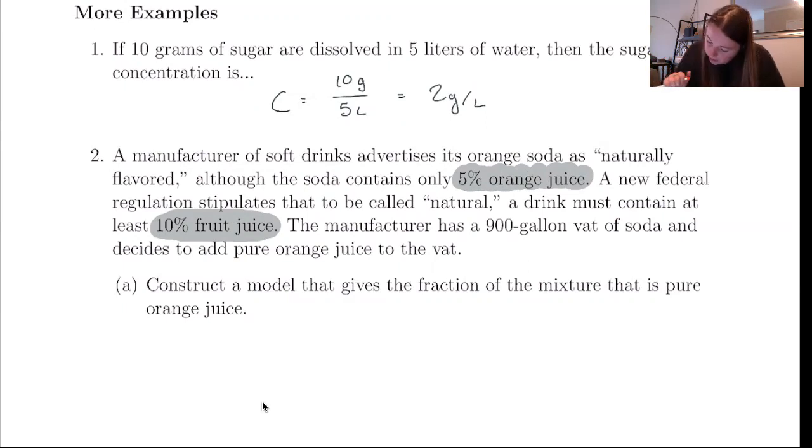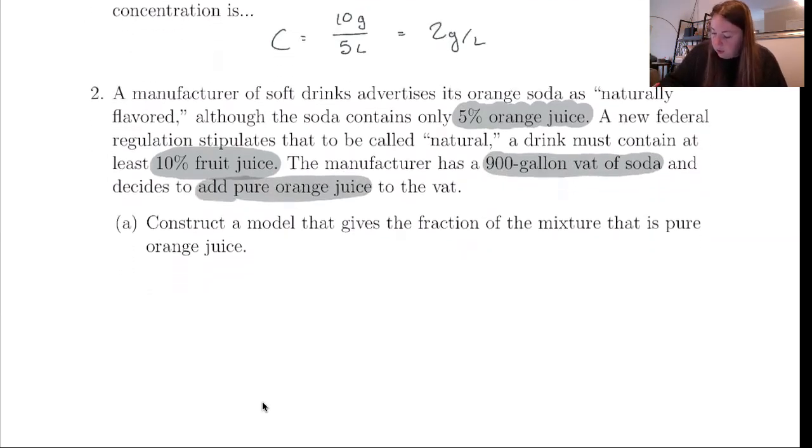It doesn't seem local. The manufacturer has a 900-gallon vat of soda. Sounds great. And decides to add pure orange juice. I'm highlighting this, oh, add, because it has the word add in it. To the vat. All right, so construct a model that gives the fraction, so my model is going to be a fraction, of the mixture that is pure orange juice.